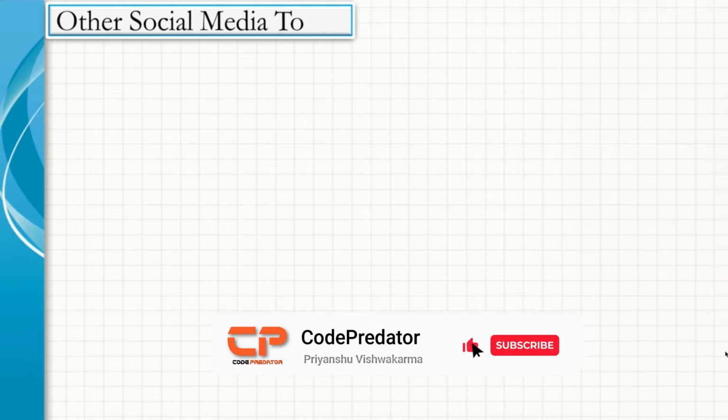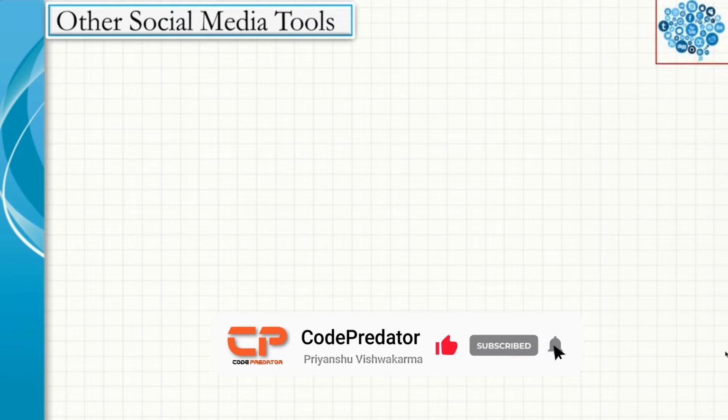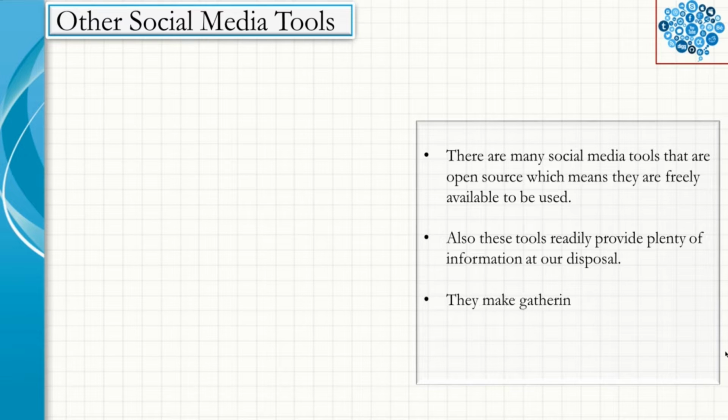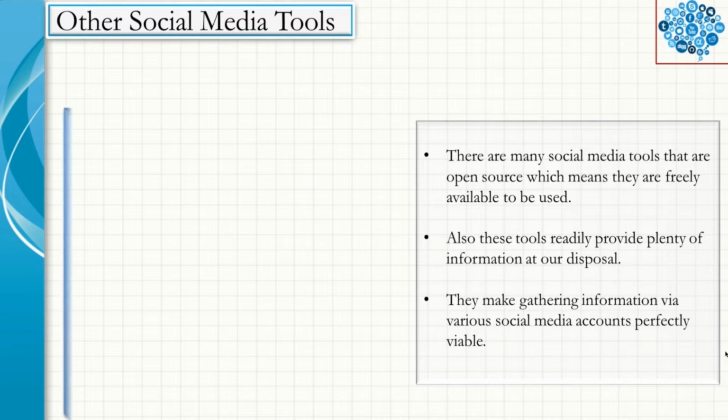Some other social media tools that can be used to collect information. There are many social media tools that are open source, which means that they are freely available to be used. Also, these tools readily provide plenty of information at our disposal. They make gathering information via various social media accounts perfectly viable.